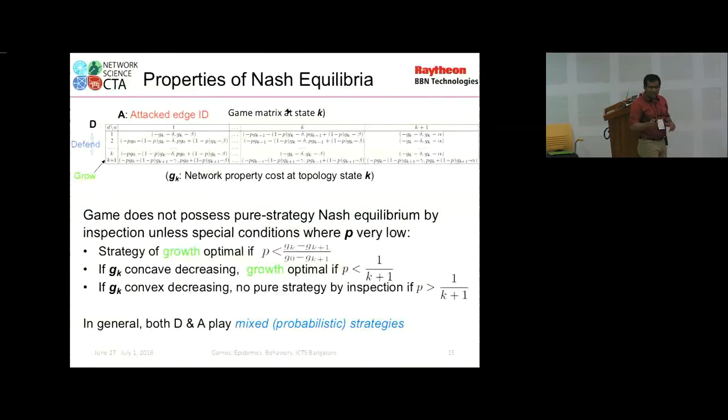Because even if the attacker guesses right, he would still be unsuccessful with a high probability. So in the expected utility sense, it is a dominating strategy. But if that's not true, then very little can be, and you have to fall back to mixed strategies. So pure strategies just don't exist in this particular type of formulation.